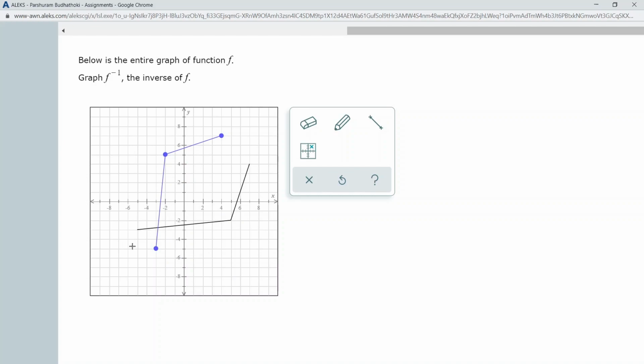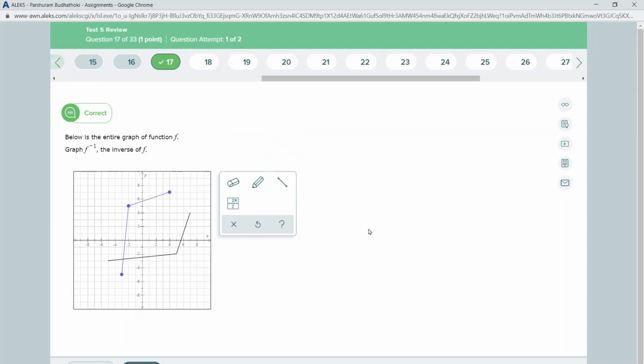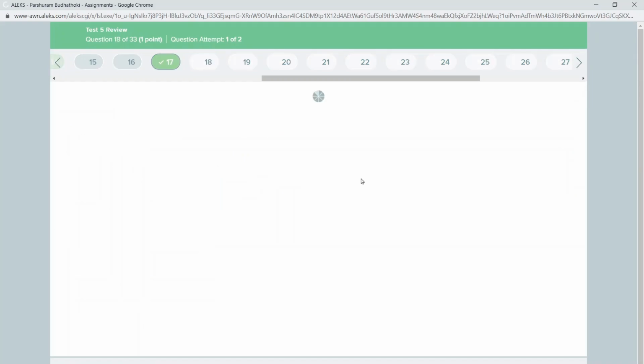And remember, for the graph of the inverse function, if you draw a line through the origin, that line should behave like a mirror. If you place a mirror on that line, they should be mirror images. The idea is, for plotting the inverse function, you just have to switch the x and y coordinates of the given function. Let's check. Great. Let's go to the next problem.